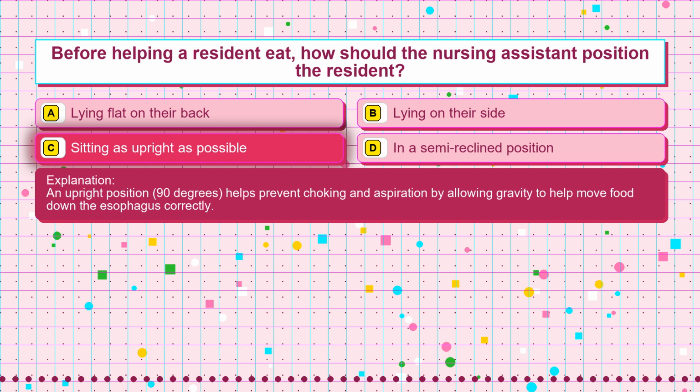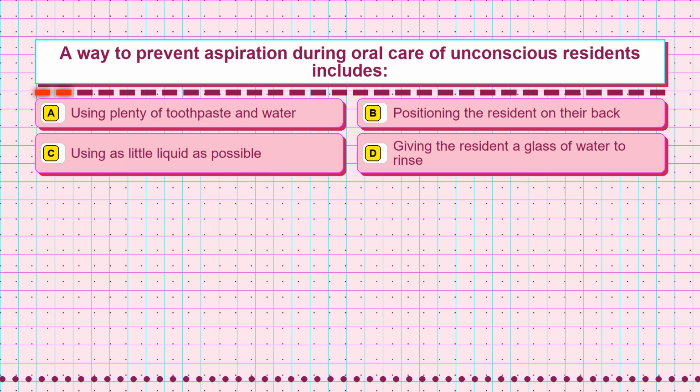Question 68. A way to prevent aspiration during oral care of unconscious residents includes: Option A, using plenty of toothpaste and water. Option B, positioning the resident on their back. Option C, using as little liquid as possible. Option D, giving the resident a glass of water to rinse.